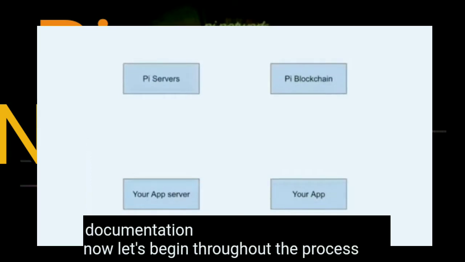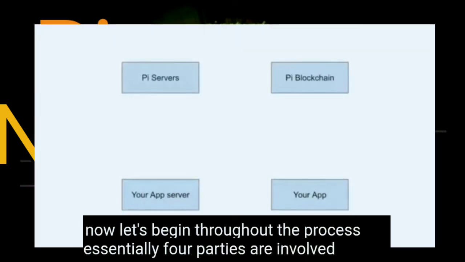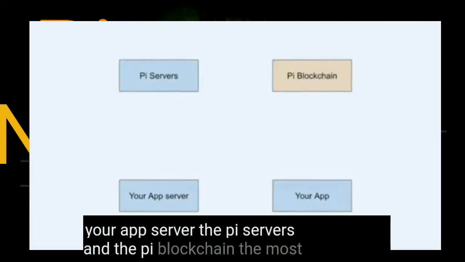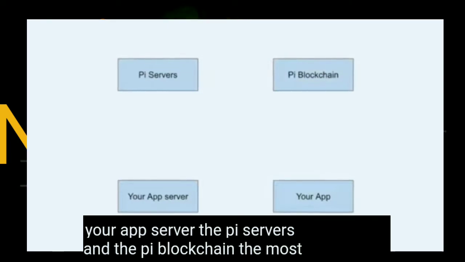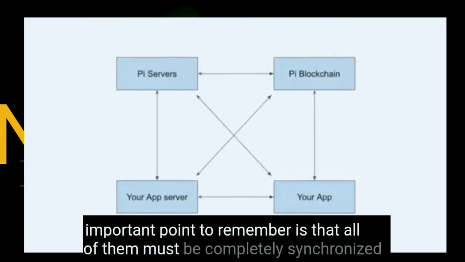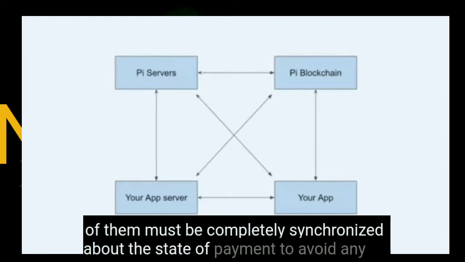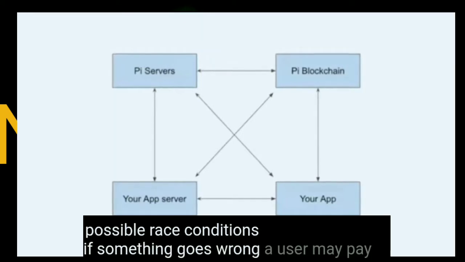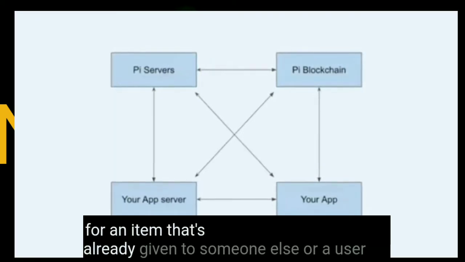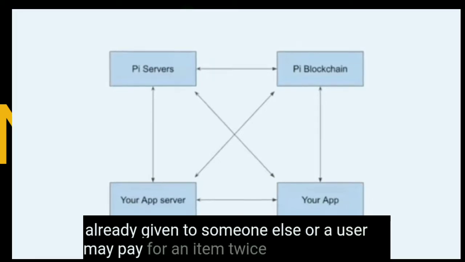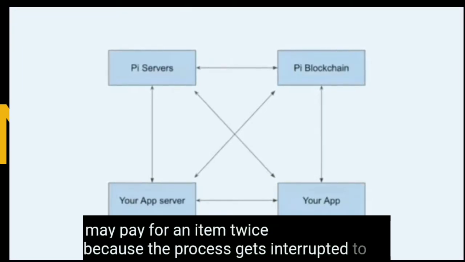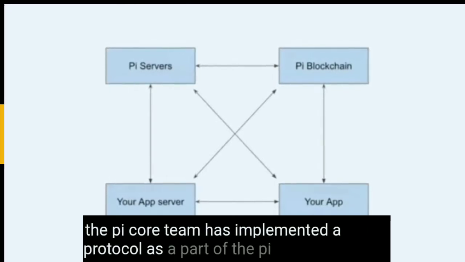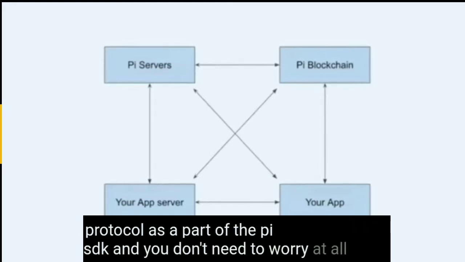Throughout the process, essentially 4 parties are involved: the user, your app server, the Pi servers, and the Pi blockchain. The most important point to remember is that all of them must be completely synchronized about the state of payment to avoid any possible race conditions. If something goes wrong, a user may pay for an item that's already given to someone else, or a user may pay for an item twice because the process gets interrupted. To avoid such cases, the Pi core team has implemented a protocol as a part of the Pi SDK, and you don't need to worry at all.